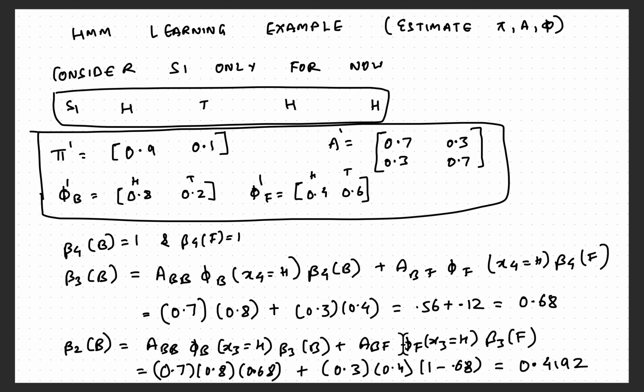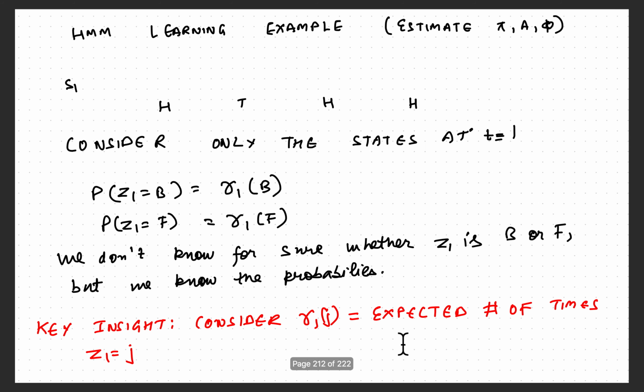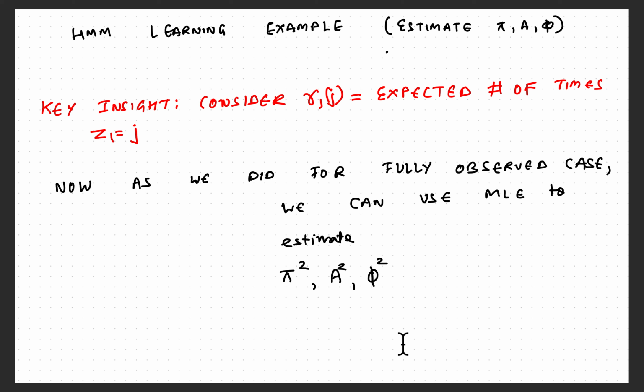I just gave an example of how we can recompute the estimates of pi hat, right? You started off with some pi hat, you saw some observation sequence, and you also started off with some assumption on a hat, b hat and phi hat, and based on that we can calculate the expected number of times z1 for different sequences would be in b or f state, which is given by gamma 1b and gamma 1f. So now, as we've done for the fully observed case, we can use the same principles to estimate pi 2, a2, phi 2, which are the estimates of pi, a and phi at iteration number 2. Right, so it's an iterative algorithm.